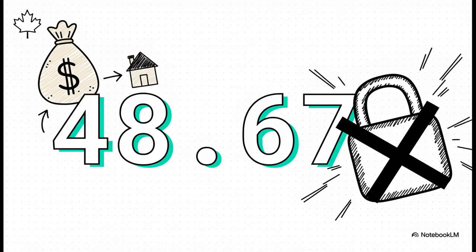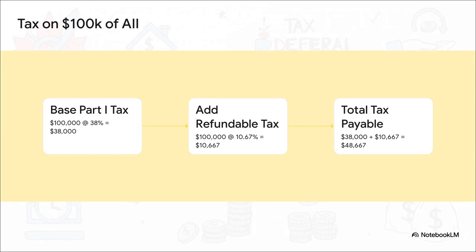Now, that number isn't an accident. It's intentionally set to be around or even higher than the highest personal tax rates. The goal is simple: wipe out any possible tax deferral advantage immediately. Let's put some real numbers to this. Imagine a company, let's call it ABC Corp, earns $100,000 of this aggregate investment income. First, it pays its base Part 1 corporate tax, which is 38%, so that's $38,000. But then, on top of that, it gets hit with this additional refundable tax, or ART, of 10.67%. You add those together, and the immediate tax bill is a whopping $48,667. At a rate like that, there's absolutely no benefit left to holding that money in the corporation.